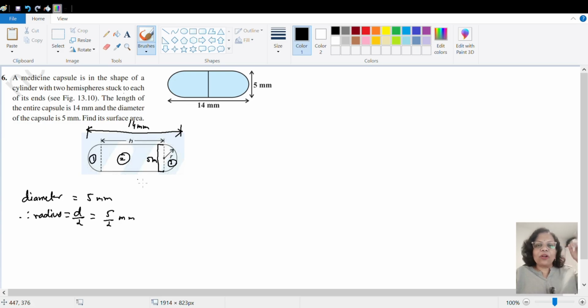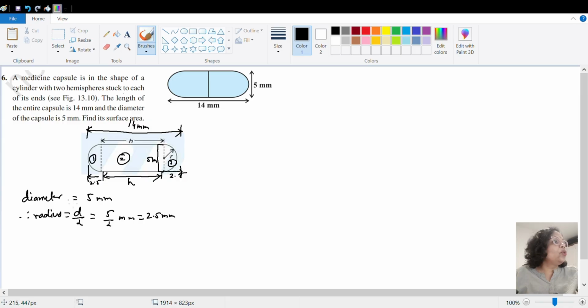So what is the formula for the surface area of the cylinder? Surface area of the cylinder is 2 pi r h, right? Now you know the entire length of the capsule is given, but not the height of this cylinder which is lying there in between. So this height we need to find, that is your h. Now you can see here this radius is 5 by 2, which means it is 2.5. So this is 2.5 till here, and this also is 2.5.